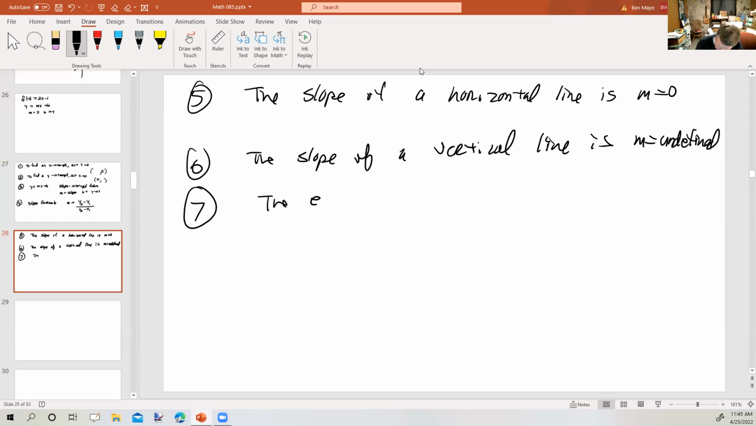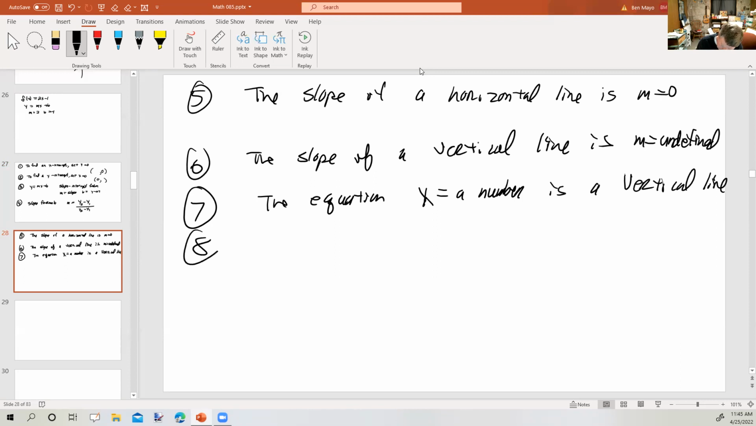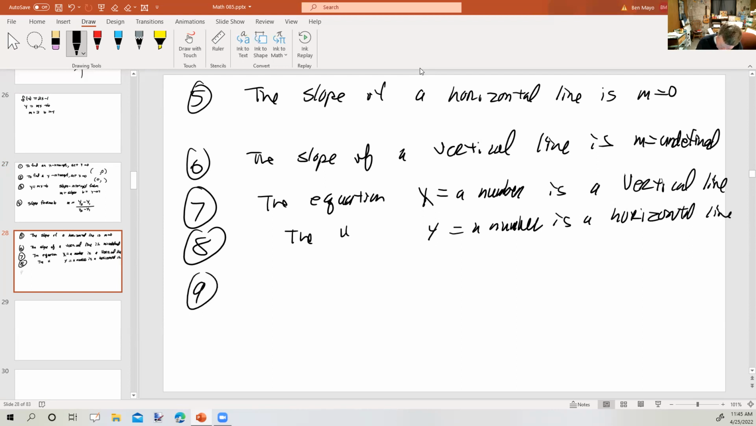The equation x equals a number is a vertical line. The equation y equals a number is a horizontal line.